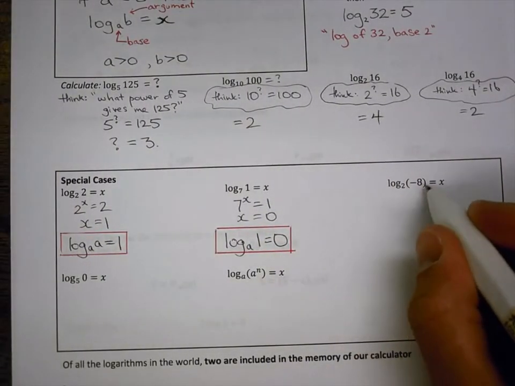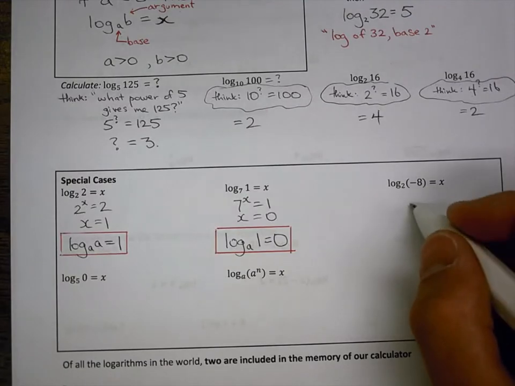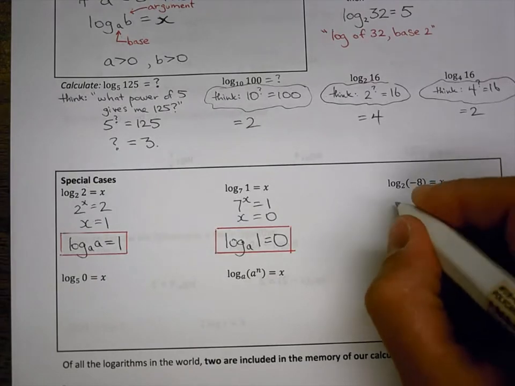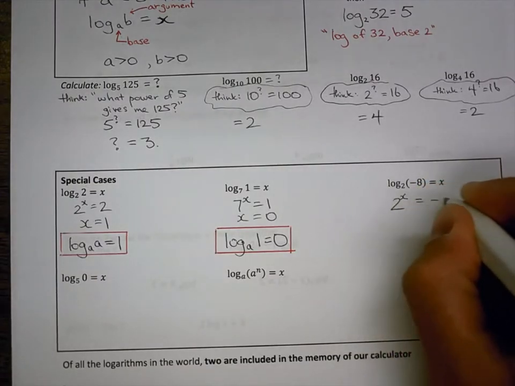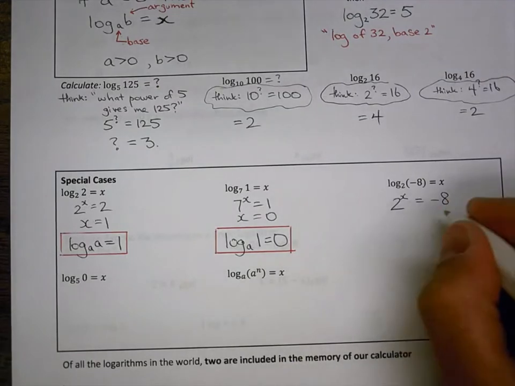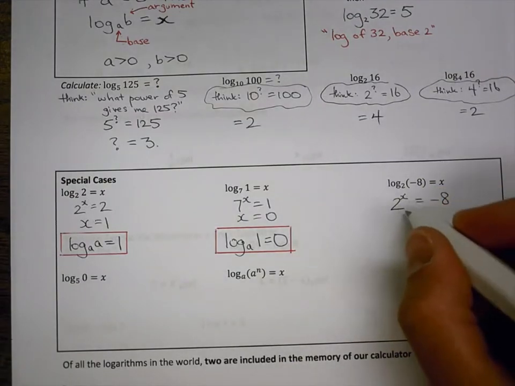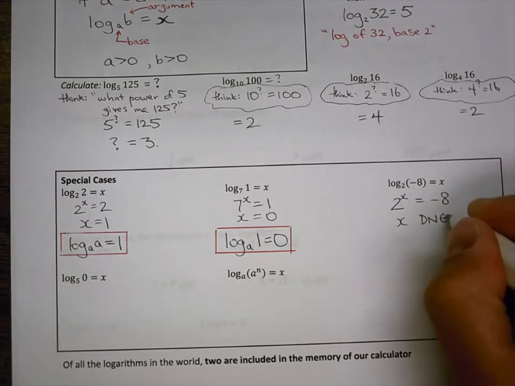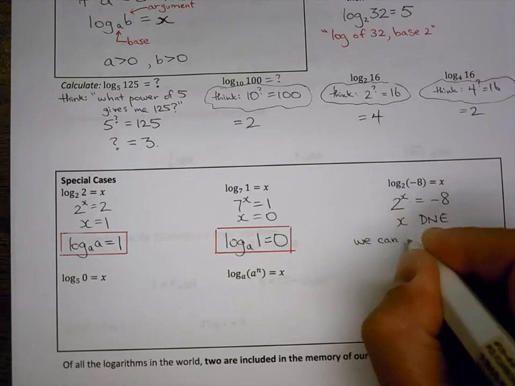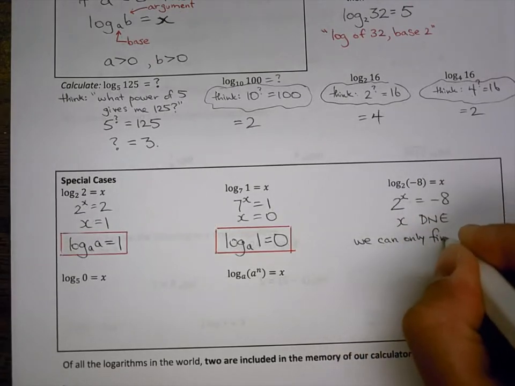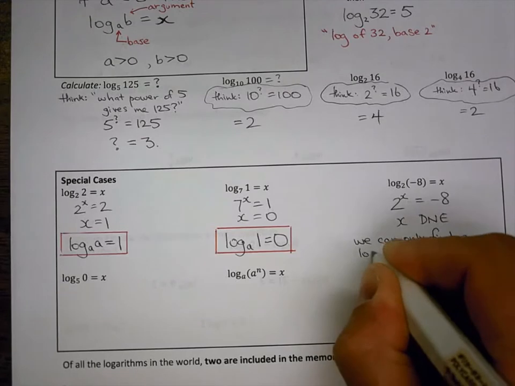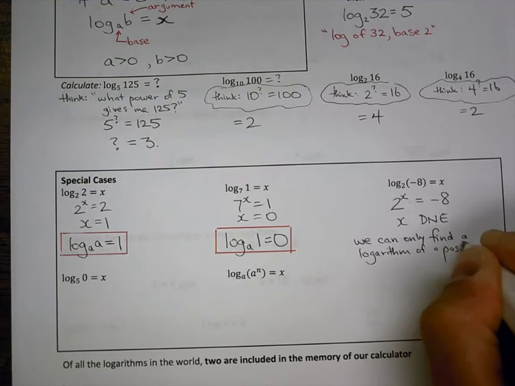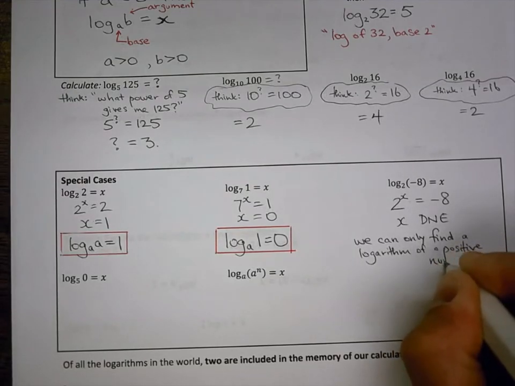Okay, we have this question here, log of -8. You should remember from our definition that the argument should be positive, so you know there's going to be trouble here. 2 to the power of x equals -8. You can see that this is impossible. There's no exponent that will give me a negative here, so x does not exist. We should have known, because we can only find a logarithm of a positive number.